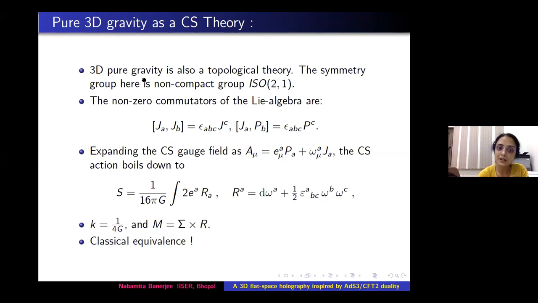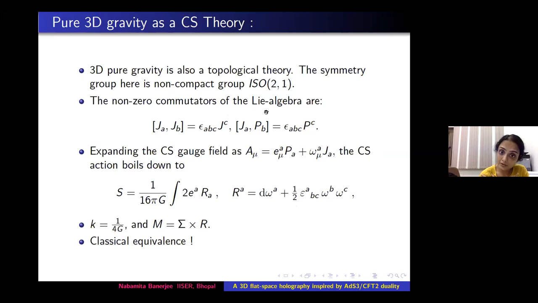So 3D pure gravity, we know, is also a topological theory because there is no dynamical degree of freedom. So one feature that is common between both gravity and Chern-Simons in 3D is that both of them are topological. Now, the isometry group for 3D gravity is a non-compact group, and it's ISO(2,1). This is basically just my Poincaré symmetry group of 3D gravity.